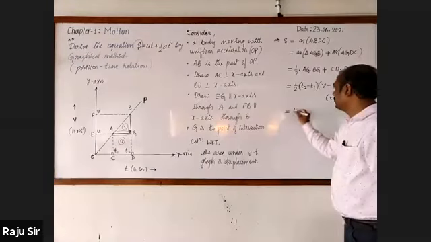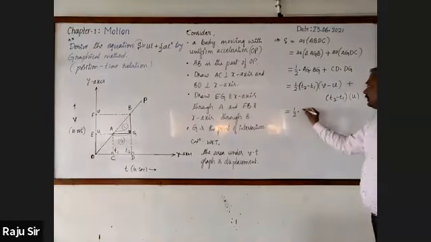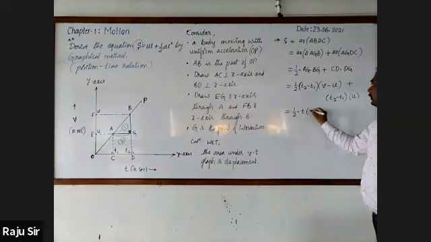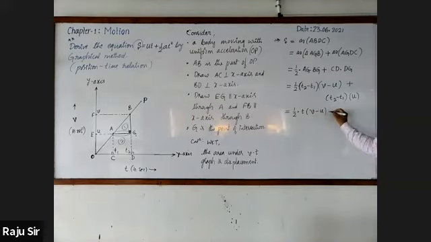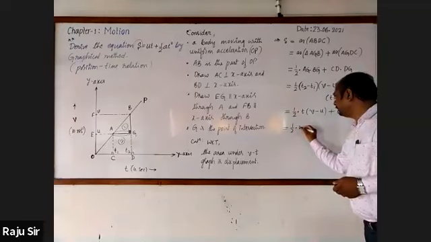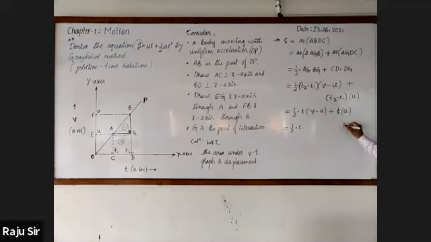This is equal to half into T2 minus T1, that is T, into V minus U, plus again T2 minus T1 is T. In bracket you may write U. This is equal to half into T written as it is. I go for taking substitution for V minus U. Right. A is equal to V minus U by T and V minus U is equal to A into T. So in place of V minus U, I'll write AT plus UT.